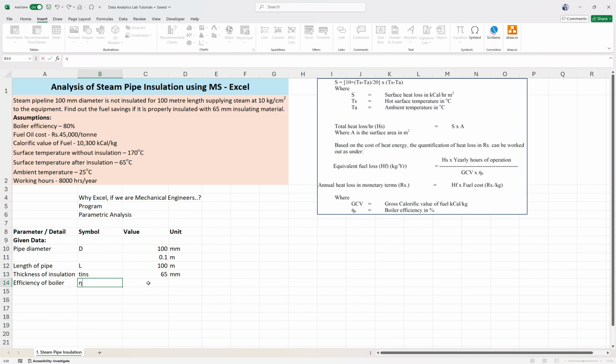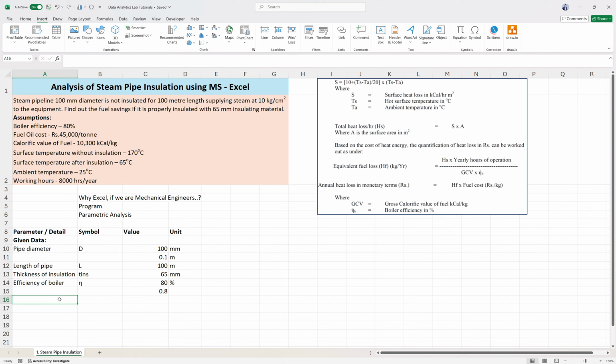I will close this. Efficiency is 80%, but this 80 will not be the value that we will be using in the mathematics. As we all know, we have to divide this by 100 to get the actual value. So I will convert it, equal to whatever is the value. Either you can select by mouse or you can select by keyboard. So whatever is that value in that particular cell, divide it by 100, press tab. Now 0.8, this will be the value we will be using in our actual calculations.